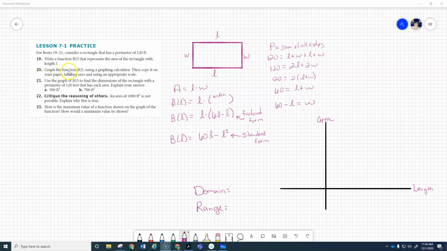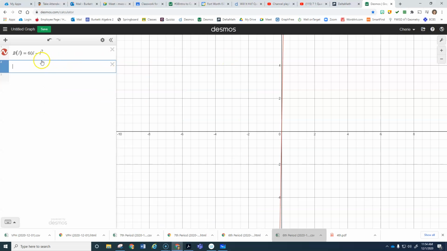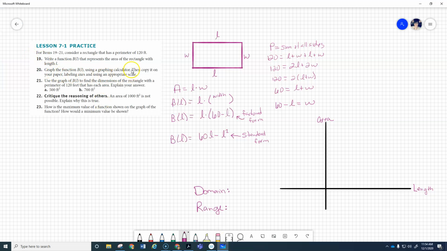Number 20 asks us to graph the function on a graphing calculator. Well, we're not using graphing calculators, so we're using Desmos. Easy enough to do. I run to a Desmos screen, I type in B of L equals 60L minus L squared, and this is what I get. Not very pretty. The problem also asks me to then copy it on my paper, labeling the axis and using appropriate scale.